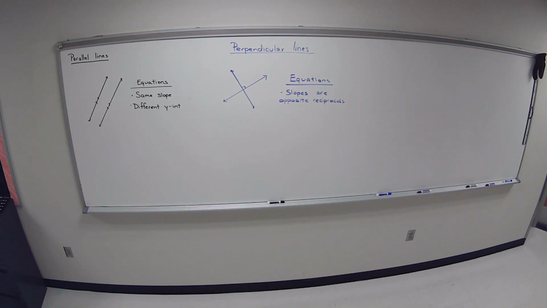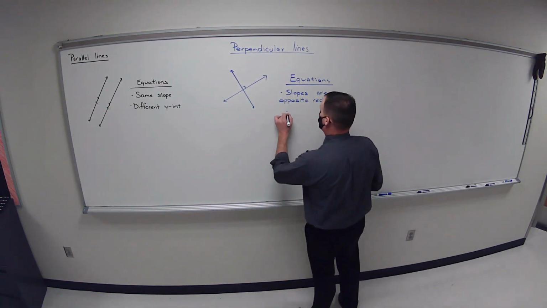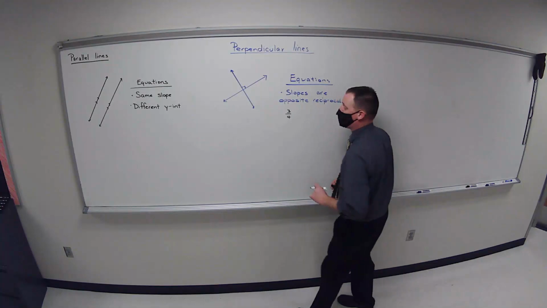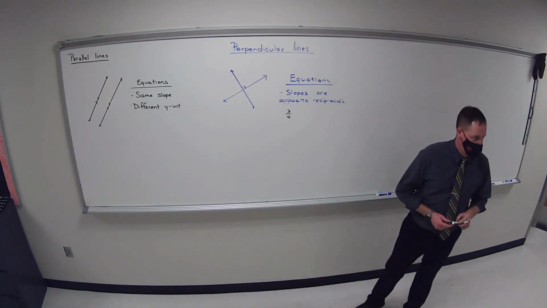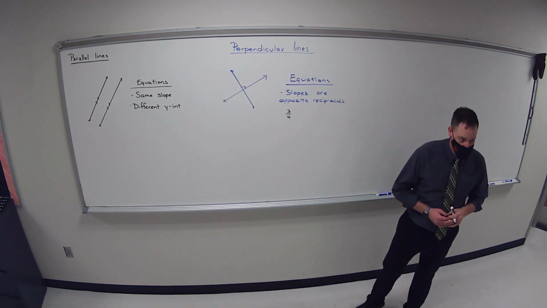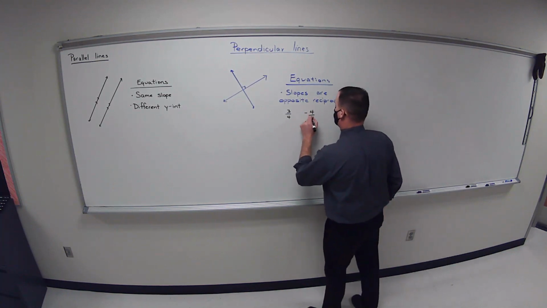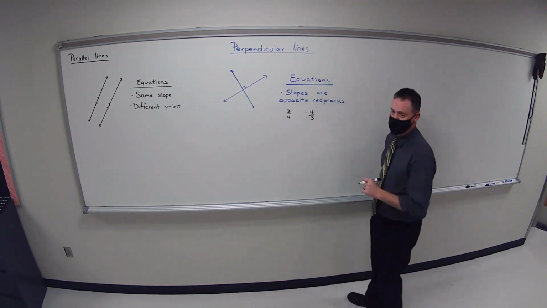So if we're talking about slopes being opposite reciprocals, and I said that this line in particular had a slope equal to 3/4, what would the other line's slope have to be? Not just 4/3, a negative 4/3. Okay? It's got to be the opposite. So if this one's positive, this one must be negative.